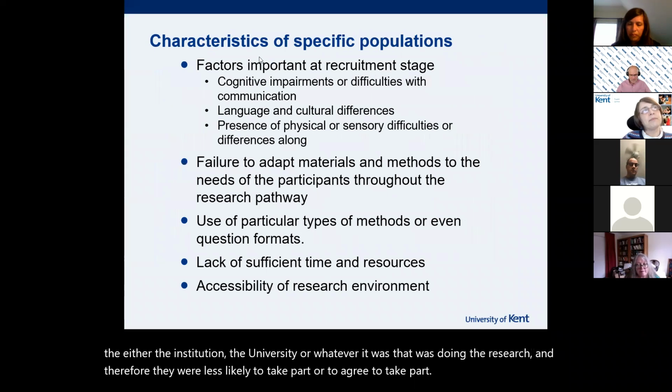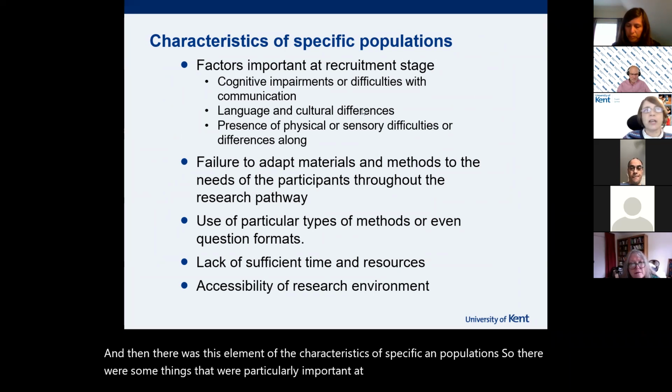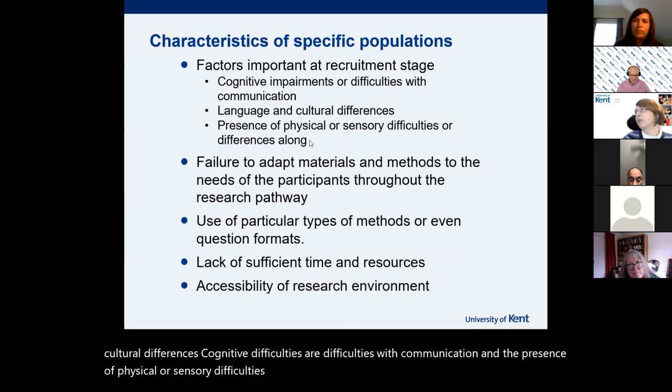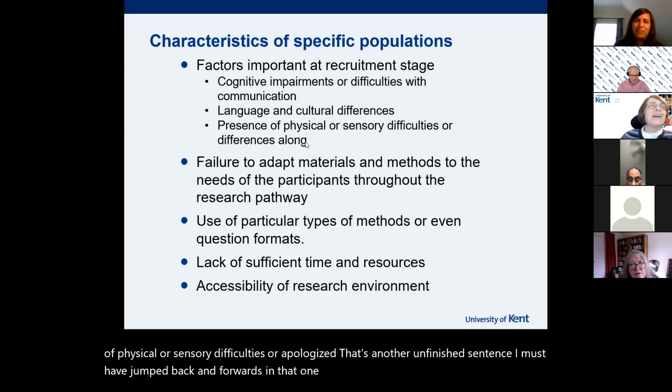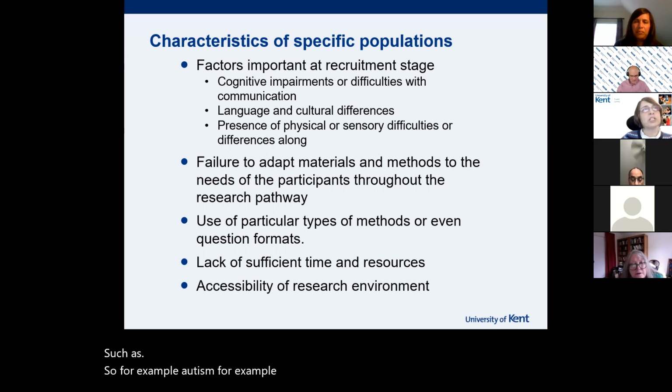And then there was this element of the characteristics of specific populations. There were some things that were particularly important at recruitment stage, such as language and cultural differences, cognitive difficulties or difficulties with communication, and the presence of physical or sensory difficulties. Autism, for example, was one of the issues.